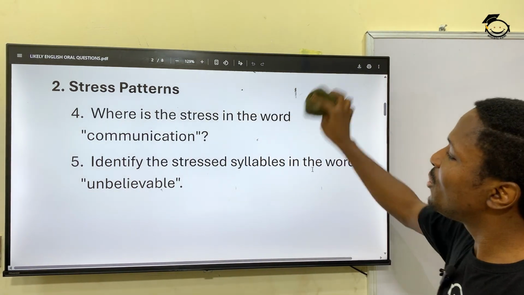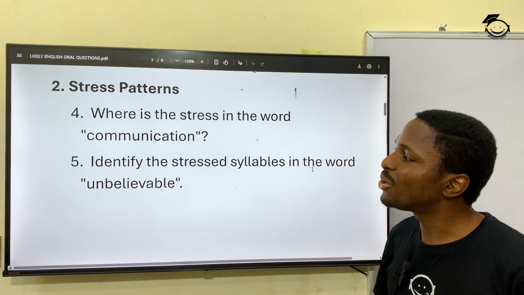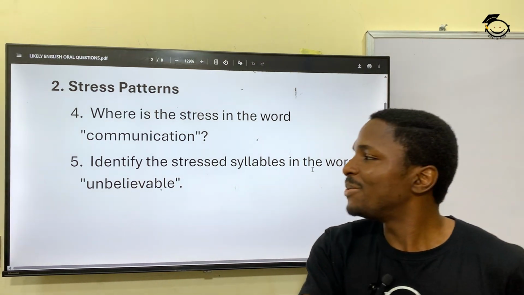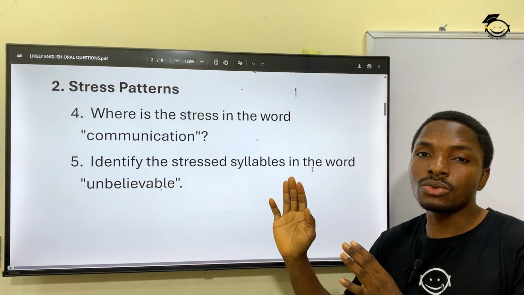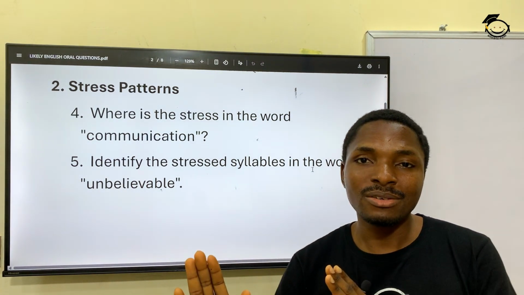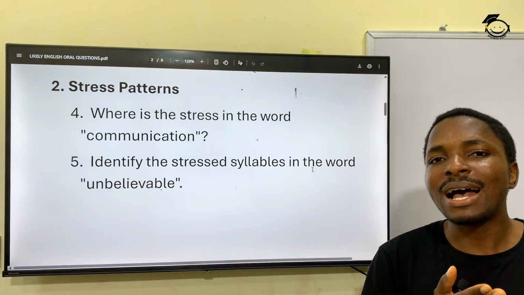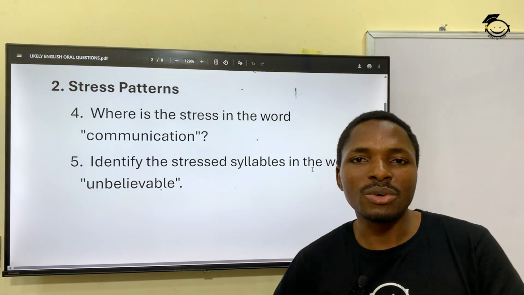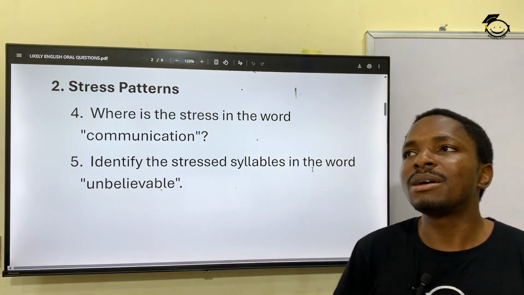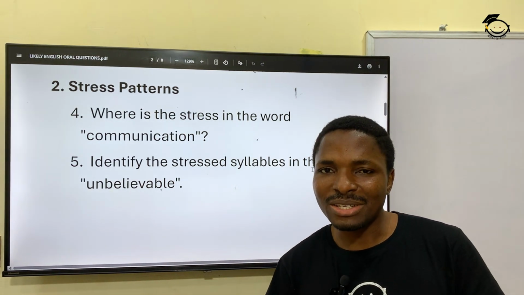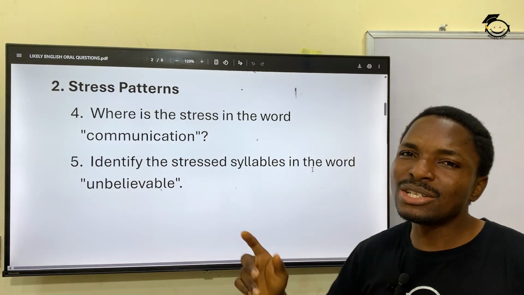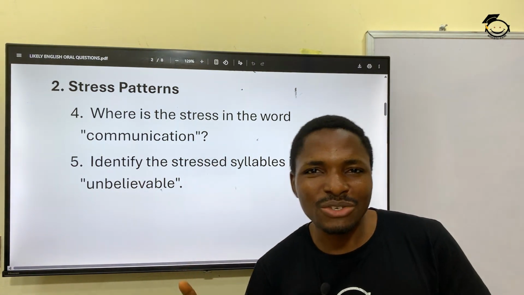Okay, where is the stress in the word communication? Now, there are some tricks for certain words. For example, words that come with a prefix, like impossible, there's a trick to that. Unstoppable, there's a trick to that. Communication, words that end with -tion, will often have their stress on something.